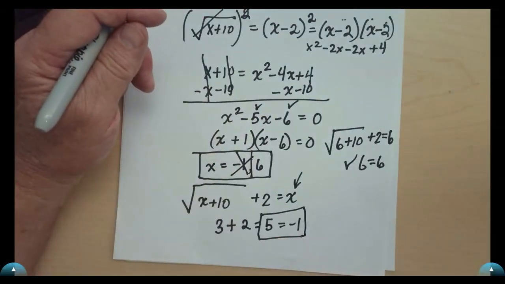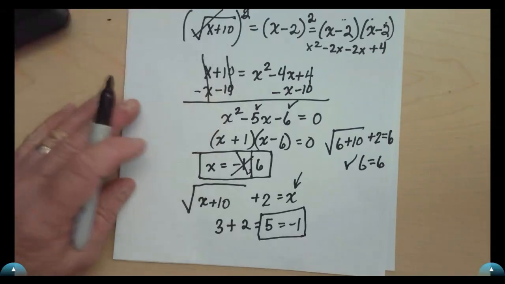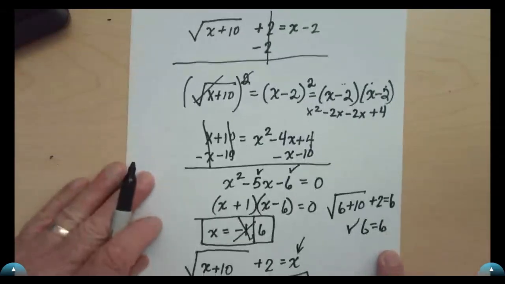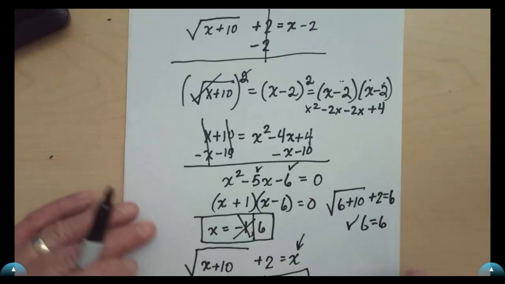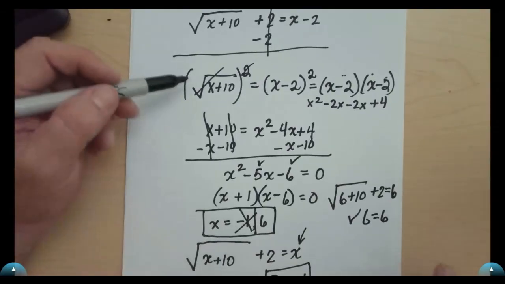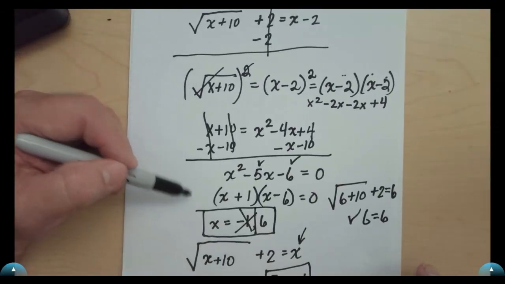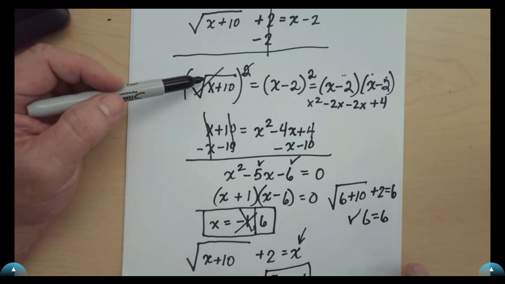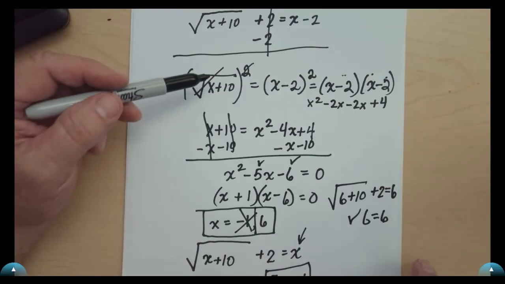So the moral of the story is, we did not do anything wrong when we solved this equation, but the method that we had to use to solve the equation has introduced what I'm going to call an extraneous solution.